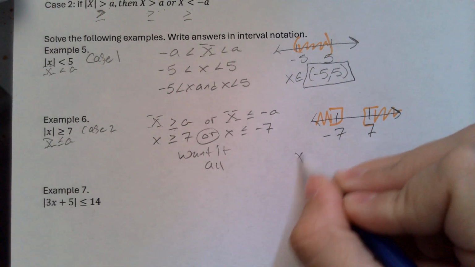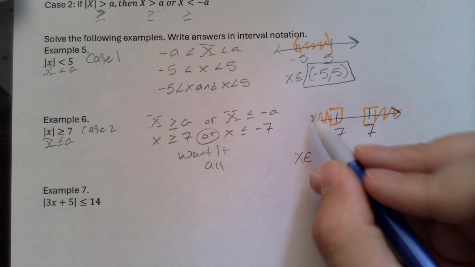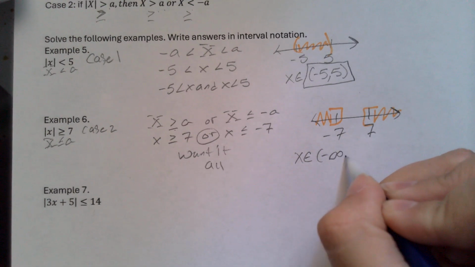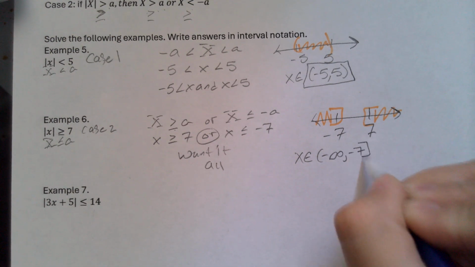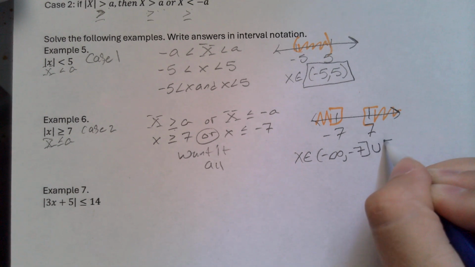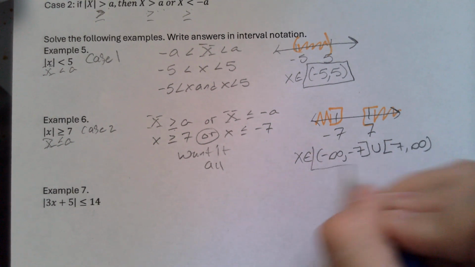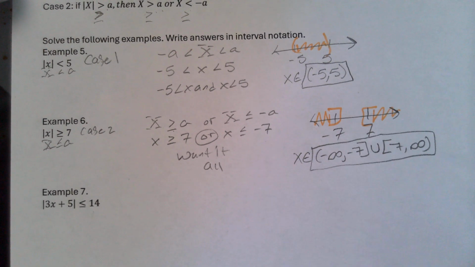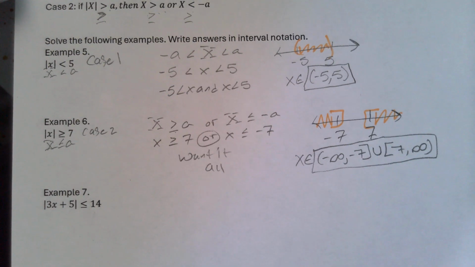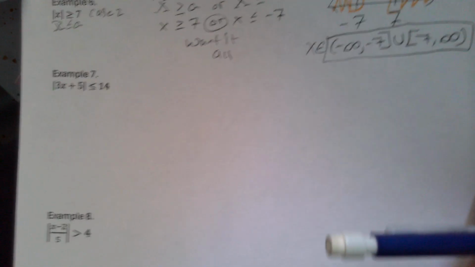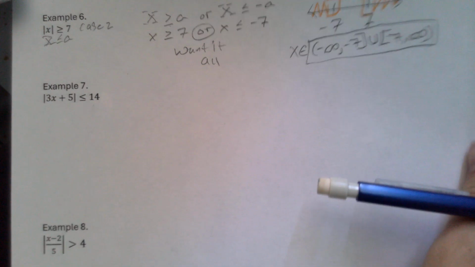Do our interval notation. I get x as an element. All the way to the left is a negative infinity. We hit our brick wall at negative 7. We put a union to pick back up. We pick up with a bracket at 7 and go off to infinity. So for these, you do include the numbers, the negative 7 and the 7. Next one.